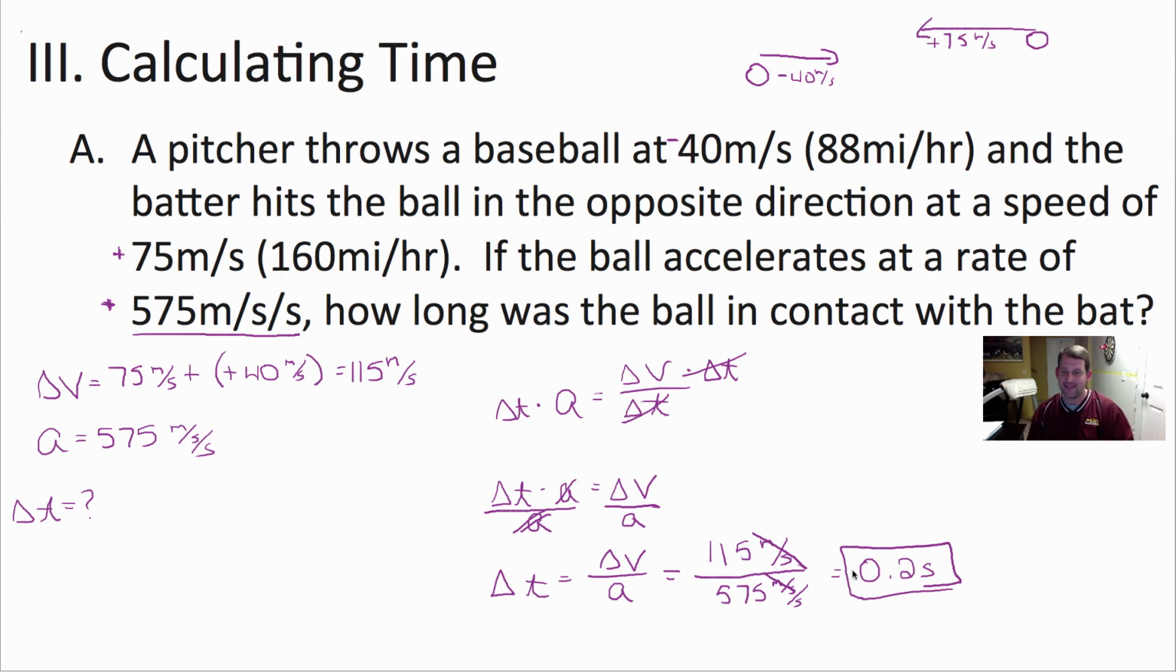If you ever get a change in time that's negative, that means that things were moving backwards in time, and that's physically impossible. You've made a mistake somewhere with your signs. Go back and look for them and try and figure out where that mistake was.